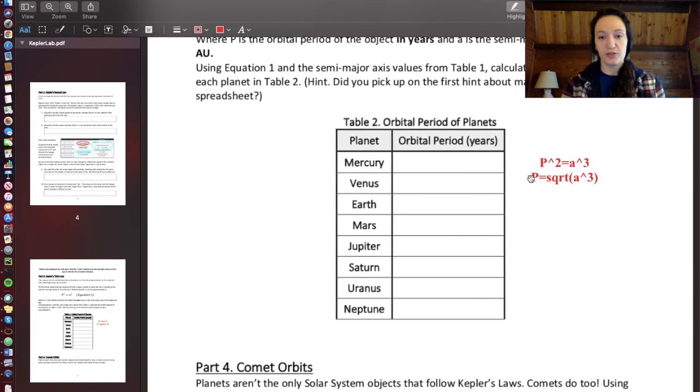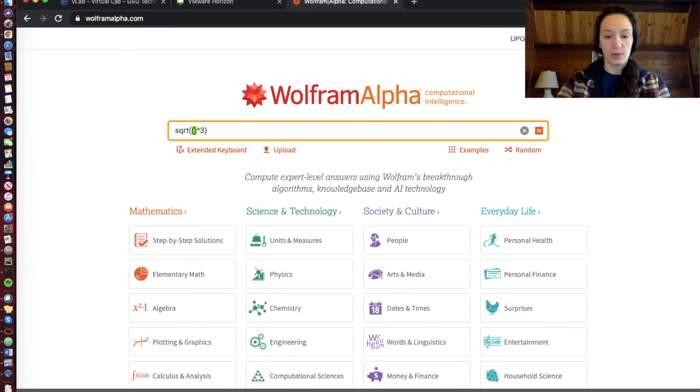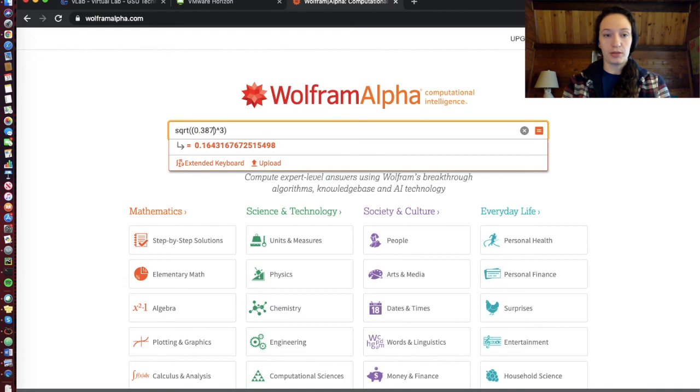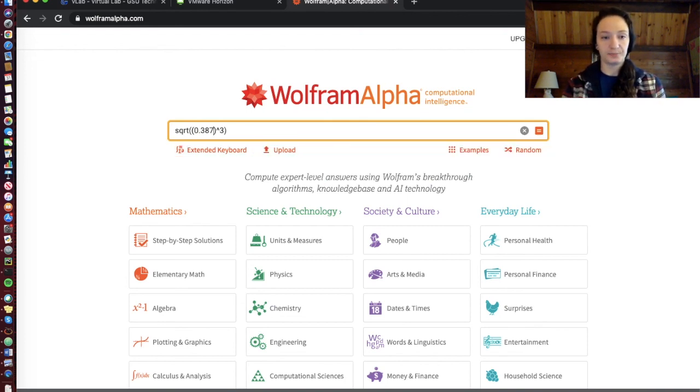So, for the first one I need the semi-major axis of Mercury. So going back to the table, what you should have gotten for the semi-major axis of Mercury is 0.387. So I'm going to write 0.387 inside these parentheses, and then hit enter. And it should do the calculation for you. You just have to make sure you have your parentheses set up correctly, otherwise it will do it wrong.